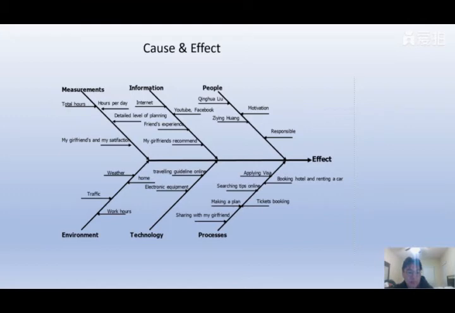The technology is the electronic equipment, including the computer and cell phone, to search the traveling guidelines online. The process is that while applying for the Canada visa, I can also search for tips online, make a plan, and share it with my girlfriend. I think booking the hotel, renting a car, and booking tickets are also part of the process.